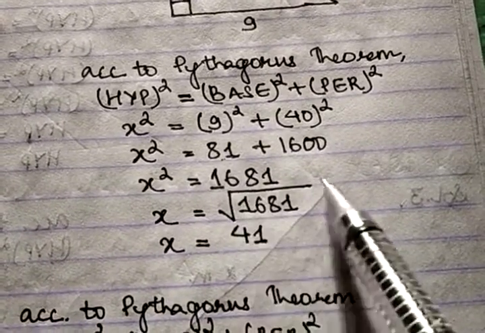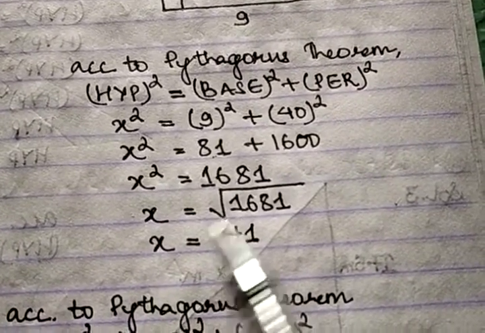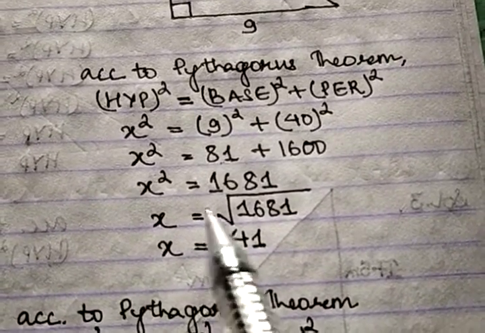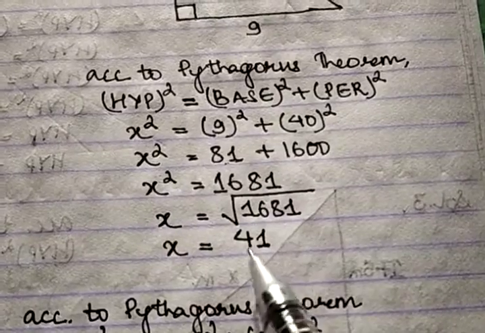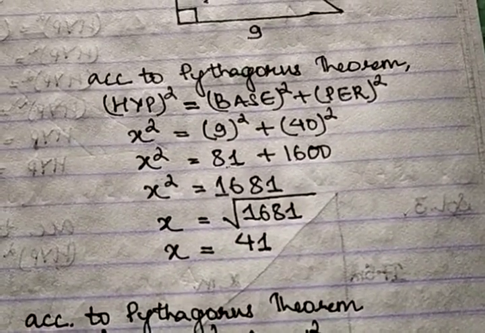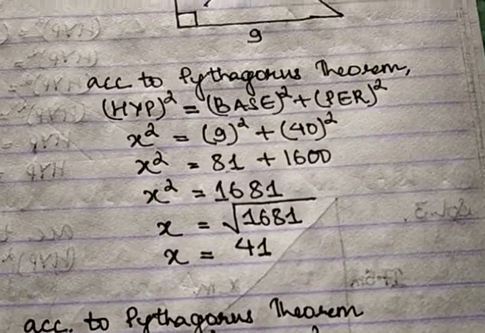So square root of 1681. Now you know the concept of square root, we have already done it, isn't it? So square root of 1681 is 41. So we got the value of x as 41.